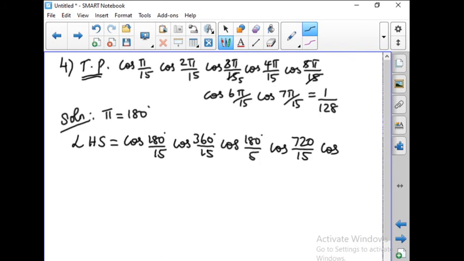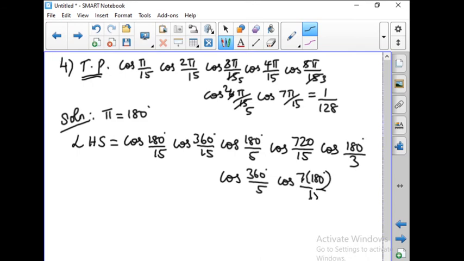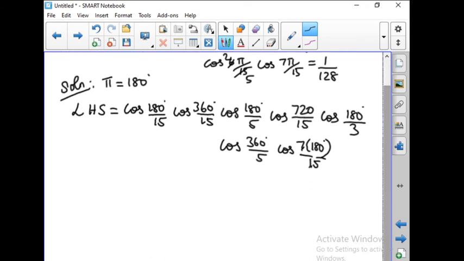Instead of 5, we can cancel this. So 180 by 3, and then cos, again we can cancel this. This will be 5 times. So 360 degree divided by 5, and cos 7 into 180 divided by 15. Okay, so this is LHS. So substituting pi is equal to 180, we are getting this term.